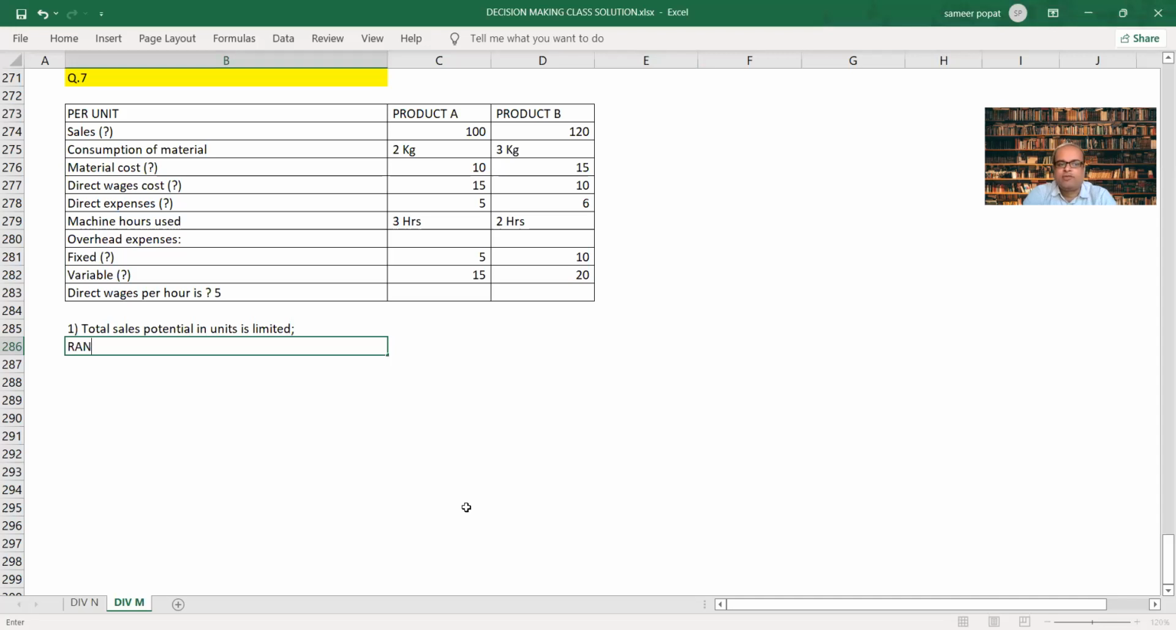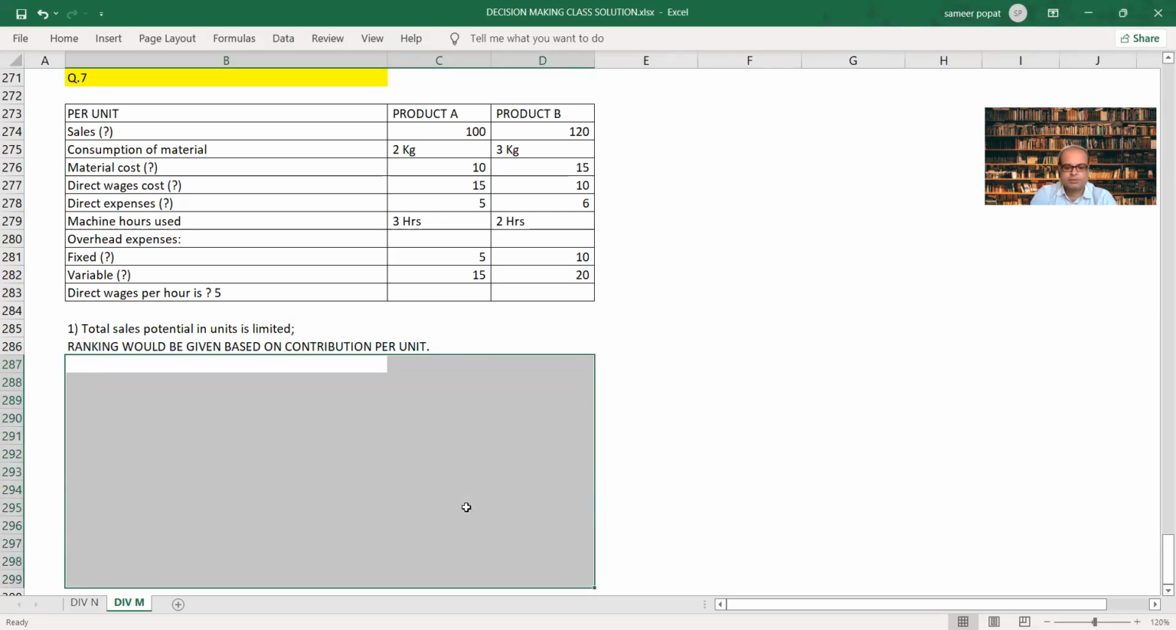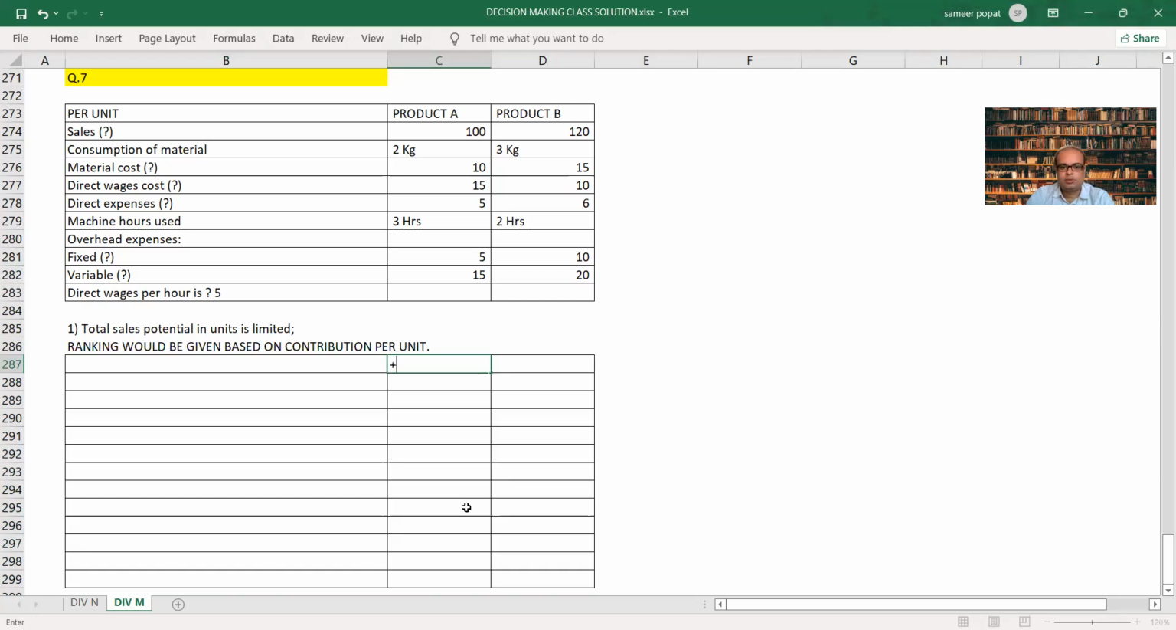Now in this case, ranking would be given based on contribution per unit. So let us find the contribution per unit. It will start with sales. Sales is given here, 100 rupees and 120 rupees. From that, let us reduce the variable costs one by one.